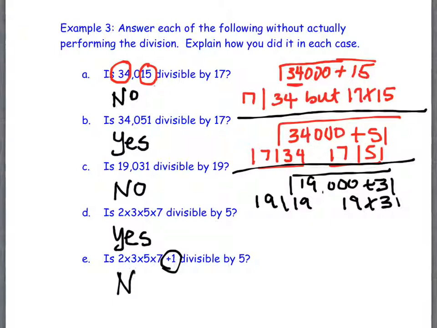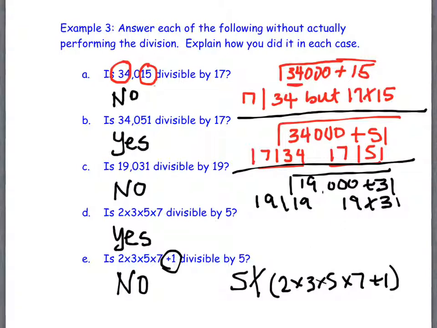So this one's no. You could write 5 does not divide 2 times 3 times 5 times 7 plus 1, like that. And then we could write the other one above, 5 does divide.